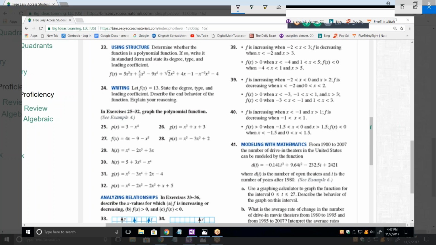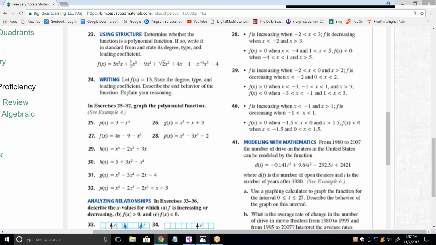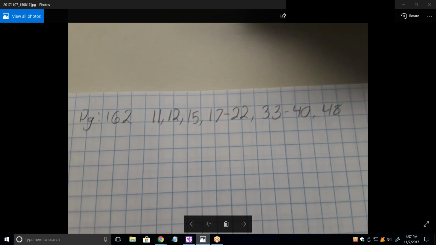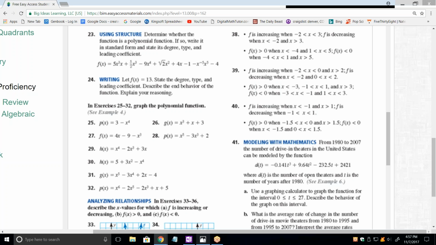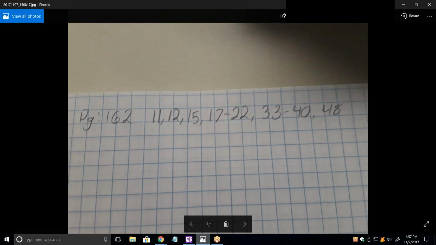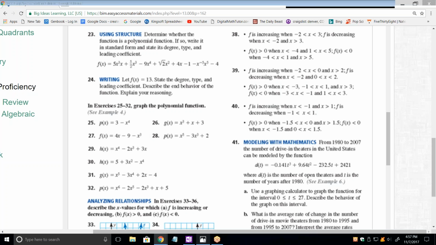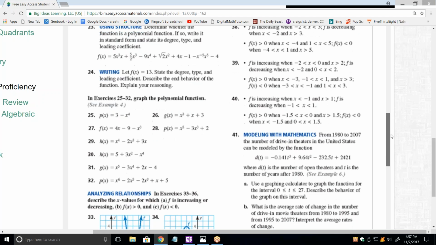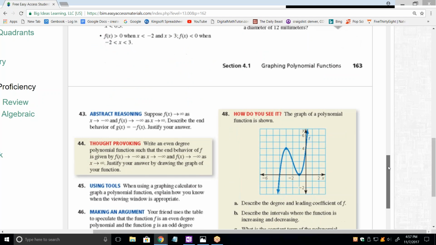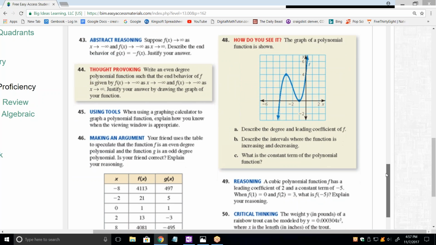Let me bring up that other thing again. We were only supposed to do through 40. We didn't do 40, but I think you get the idea how to do 40, don't you? Yeah. And 48. Let's see what 48 looks like. Yeah, we can do 48 in 5 minutes. The graph of the function is shown. Describe the degree and leading coefficients.